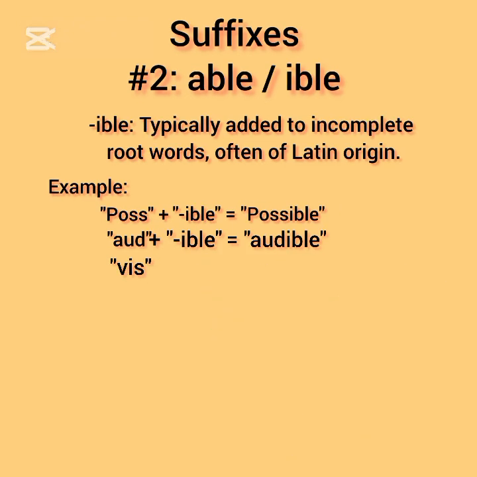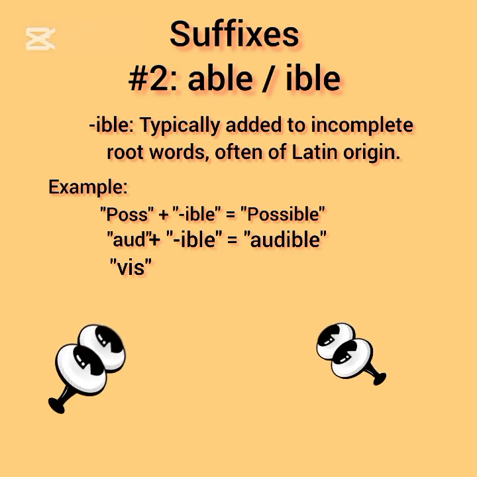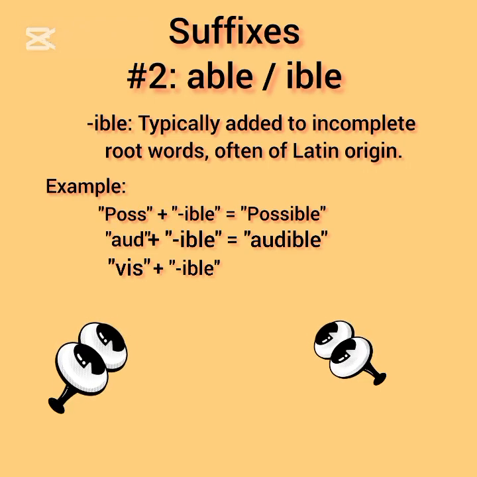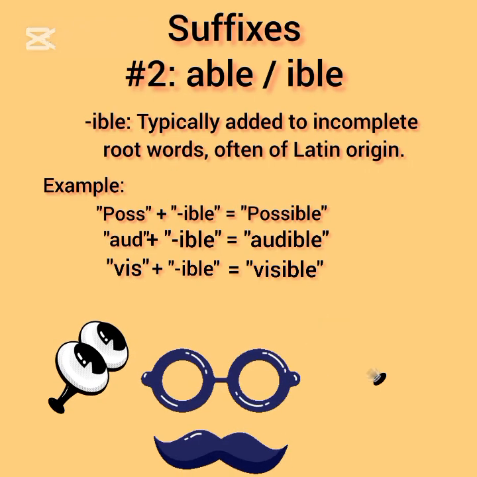Similarly, there's another root word of Latin origin, vis. This root word is related to vision. So when we add able to it, it becomes visible, something which can be seen.